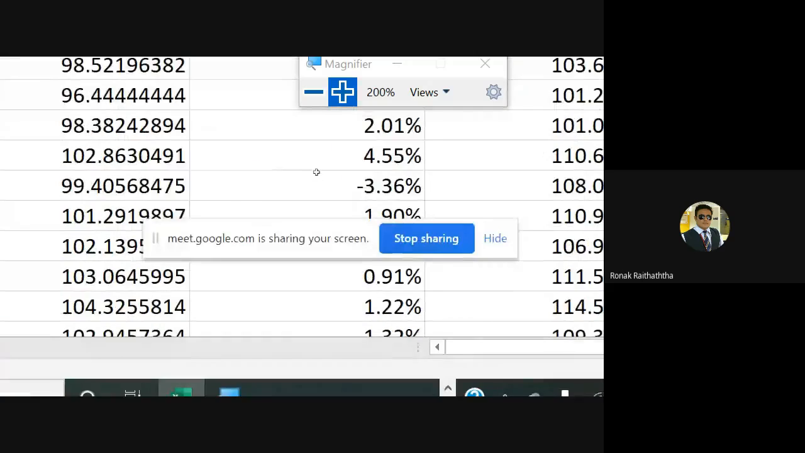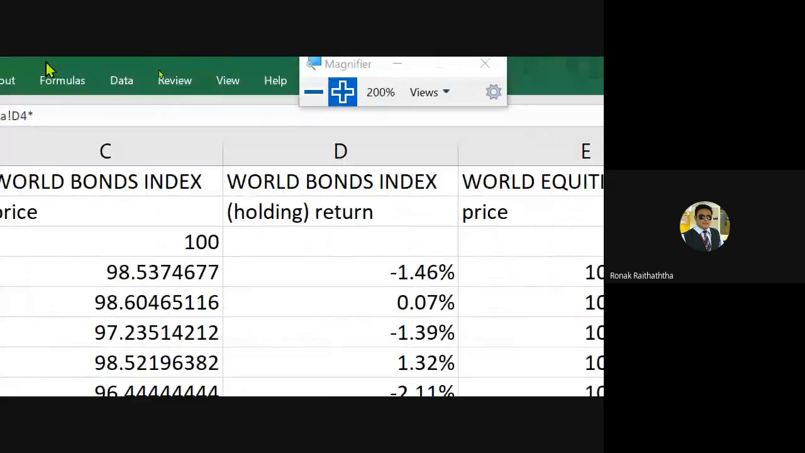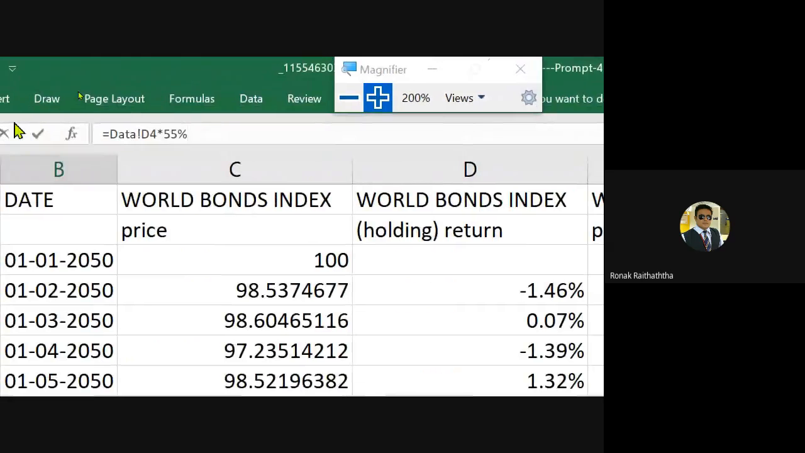multiplied by weight of first one. May I have the weight of first one? If I'm not wrong, it is 55%, right? So either I may write 0.55 or I may write 55%, whatever the case which is visible to you. So that sign above the 8 on the keyboard is the multiplication sign.